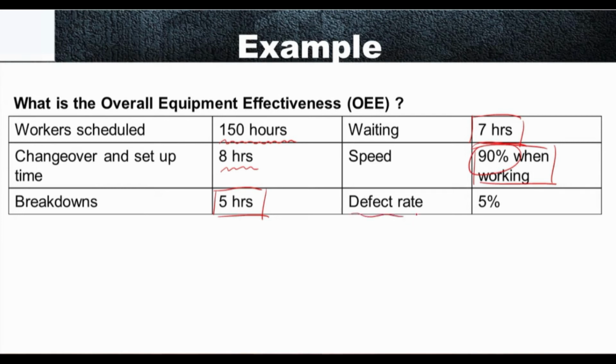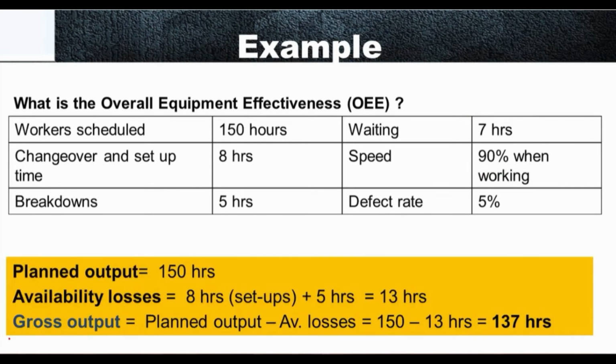Finally, the defect rate would be 5%. That means that of the amount of code they wrote, 5% was wrong. Alright, this being said, let's start calculating OEE. The first thing that we have to do is calculate our gross output.